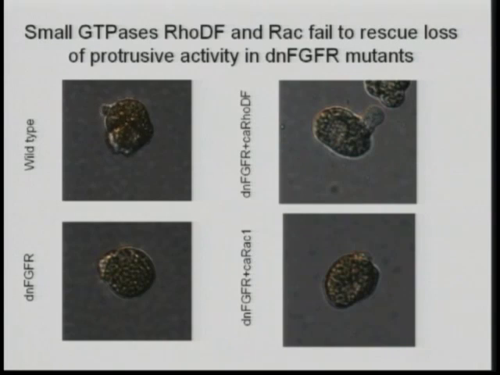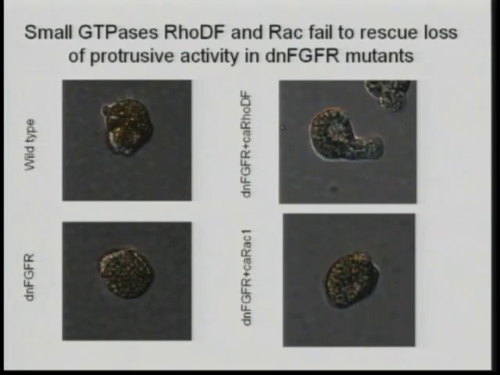So this is what wild-type notochord cells do in culture. You have seen it a couple of times. And this is a co-expression, a transfection with a dominant-active FGF receptor. You lose these actin protrusions. So if RhoDF functions downstream of the FGF pathway, then the prediction is that if I put a constitutively active form of RhoDF back into the cells where the dominant-active FGF receptor is expressed, you could rescue the loss of protrusion phenotype.